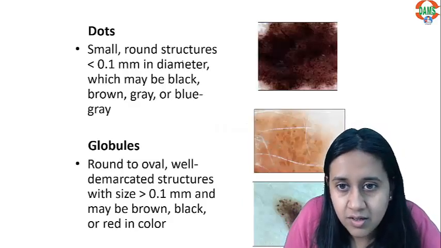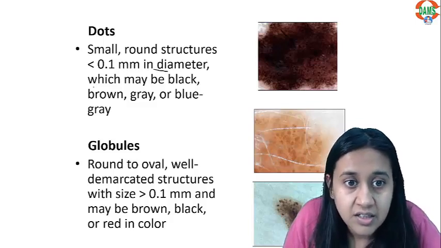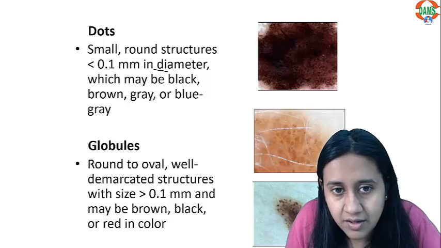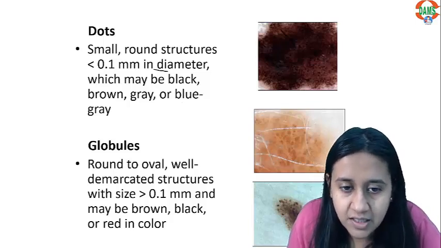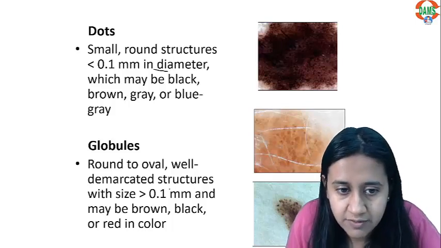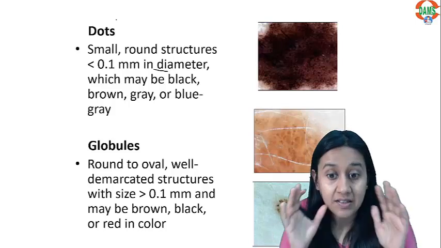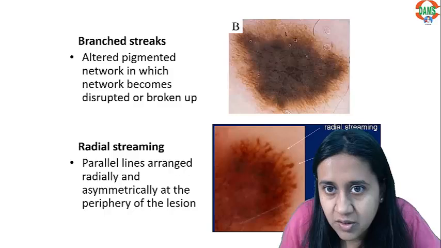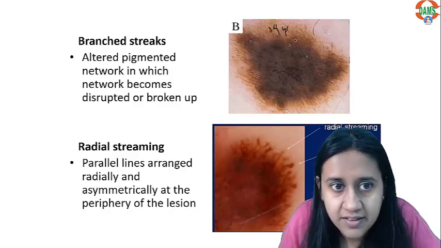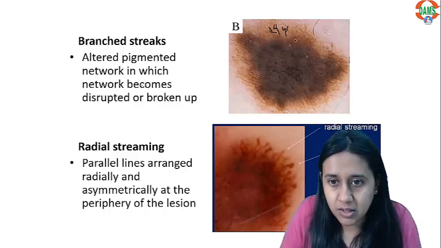A dot is a small round structure of less than 0.1 mm in diameter, which may be black, brown, gray or blue. What are globules? They are round to oval, well demarcated structures of more than 0.1 mm. So dot and globule are the same, the only difference is in the size. What is a branched streak? If you see the periphery, you can see some branching streaks like this, where the network pigment becomes disrupted and broken.